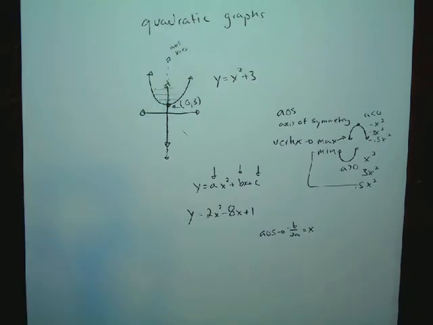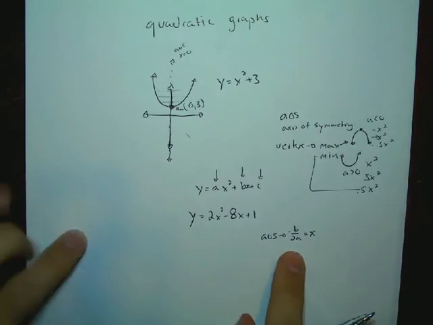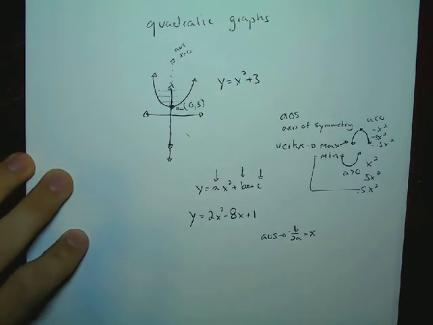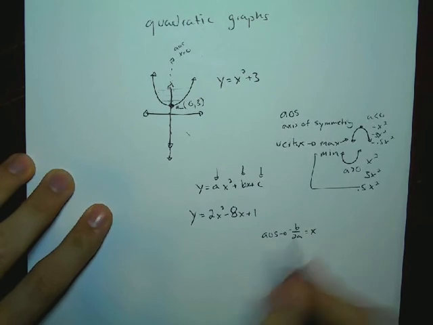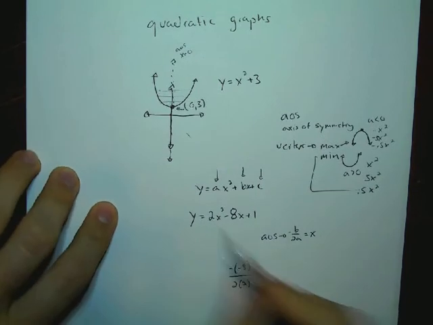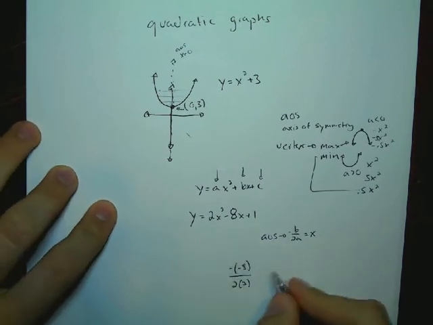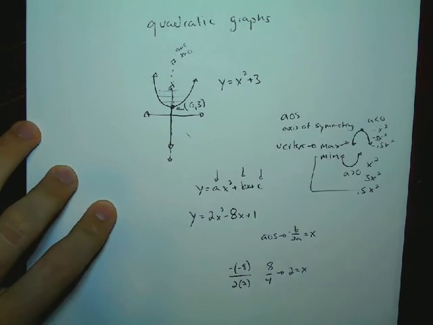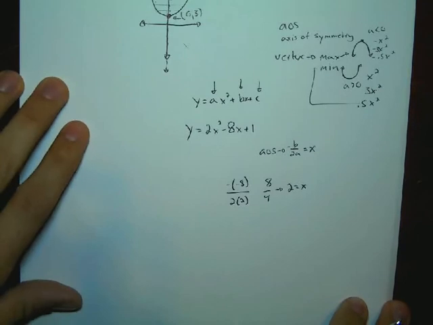Now there's a way to derive the formula. We're not going to get into that today. This is simply the formula that will give you that AOS. So we take our b value, it's negative 8. So we have negative b over 2a. A was 2 here. You're going to get 8 over 4, or just simply 2 is equal to x. So at x equals 2, this is the vertical line that divides your parabola in half.